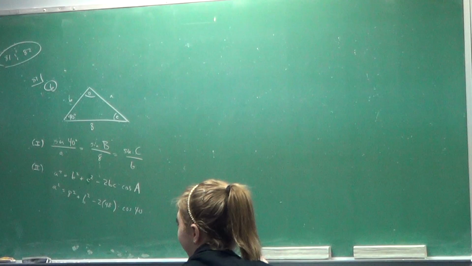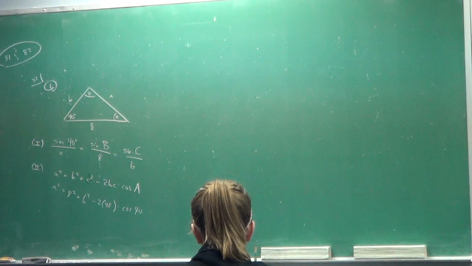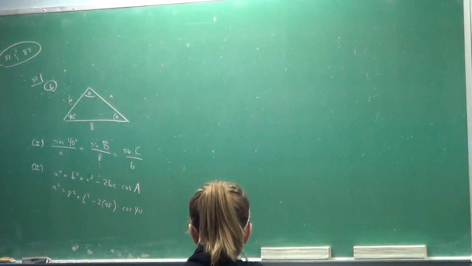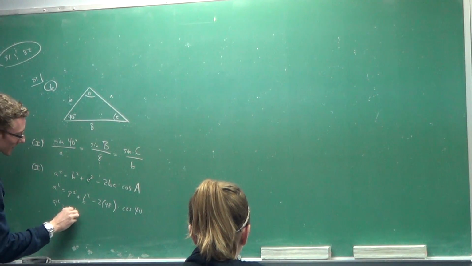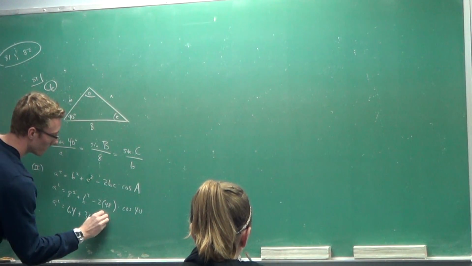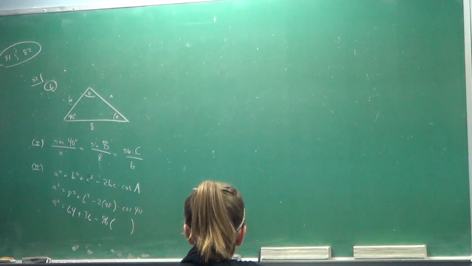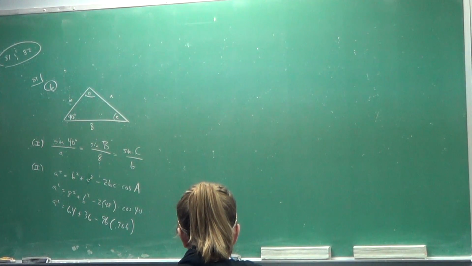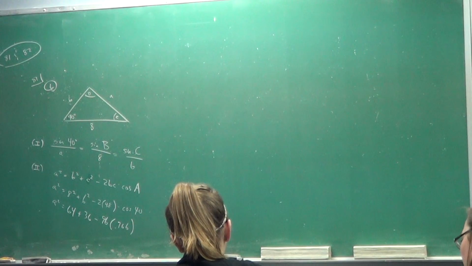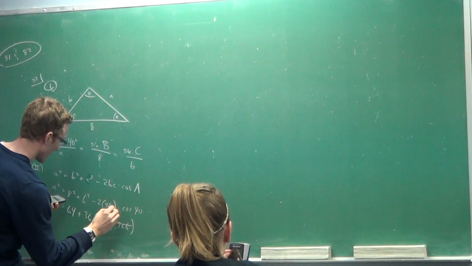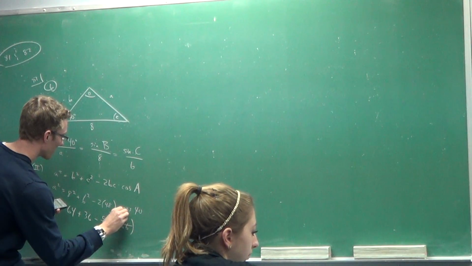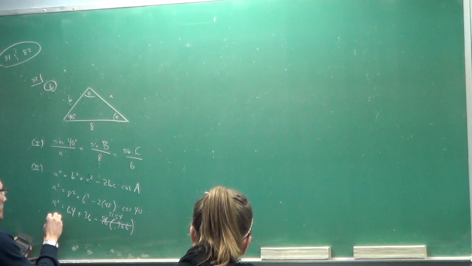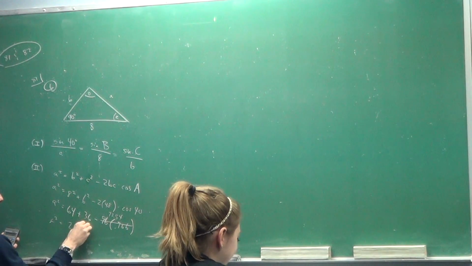I inadvertently pushed a button that caused the calculator to give an error. Okay, so a squared equals 64 plus 36 minus 96 times cosine 40, which is 0.766. There's more to it, but that'll work for now. We just have to add that up, basically. So 96 times 0.766 is 73.54. So 64 plus 36 minus 73.54, a squared is 26.46.